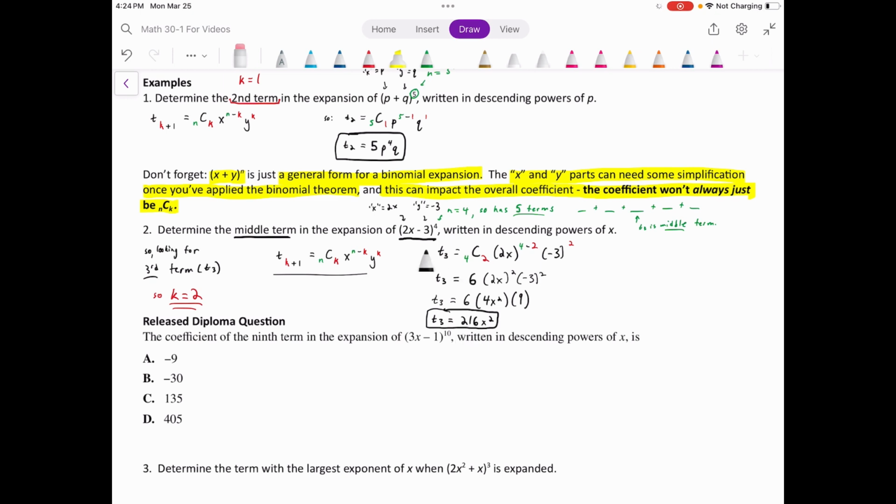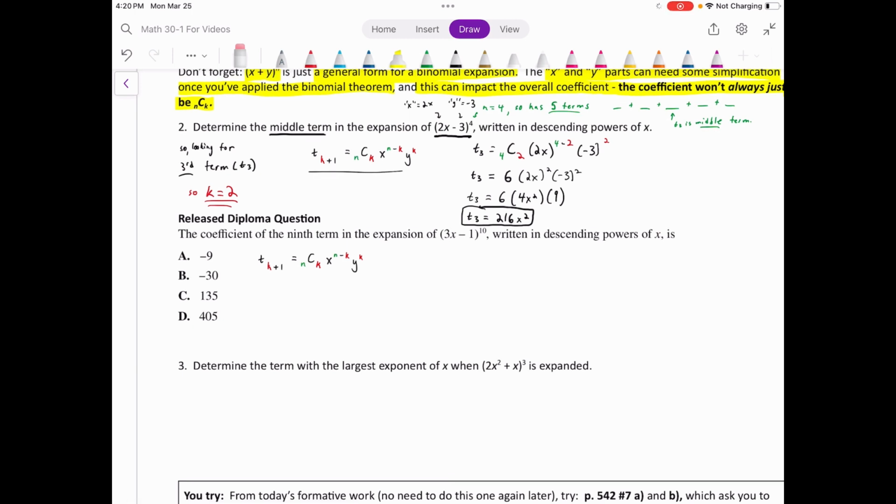That comes from the fact that this 2 being raised to the power of 2 is going to give us a 4, right? This negative 3 raised to the power of 2 is going to give us a 9. So yes, that 4 choose 2, that 6 is part of the coefficient, but there's also this 4 that we're going to multiply it by and this 9. So just be careful. N choose k is part of the coefficient, but it won't always just be n choose k, as we saw in this example here.